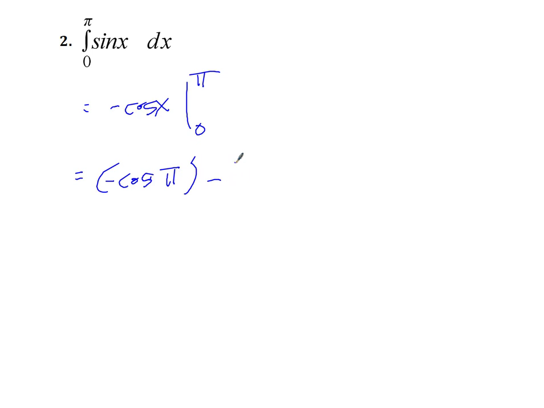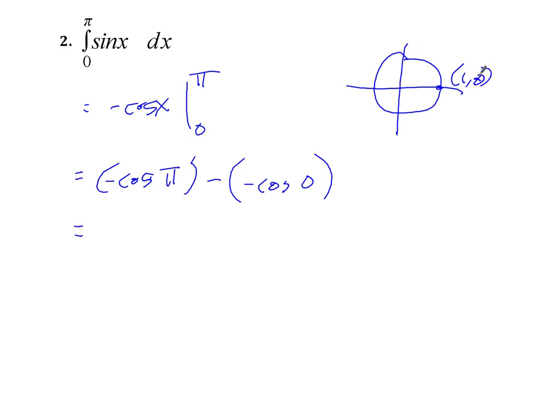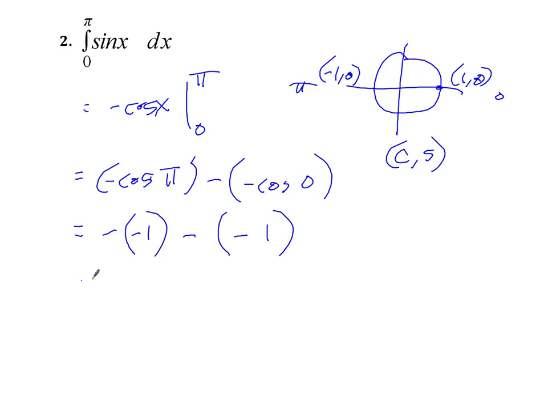Okay, it gives us the first one, minus negative cosine of 0. That's going to give us our area under the curve. So remember, 0 has coordinates of 1, 0, and pi has coordinates of negative 1, 0. Remember, cosine is your x value, sine is your y value. So negative cosine of pi is negative 1, so negative 1 minus negative the cosine of 0, which is 1. So we get 2 negatives plus 1, which is 2 units squared.